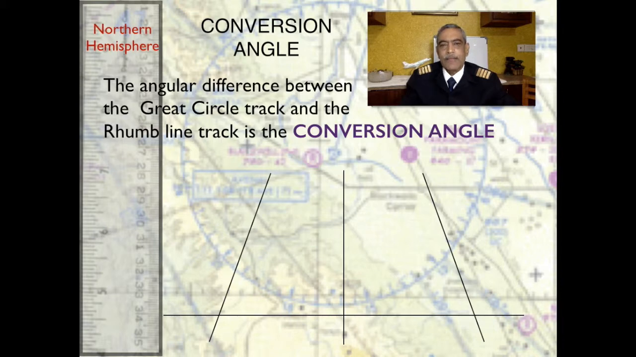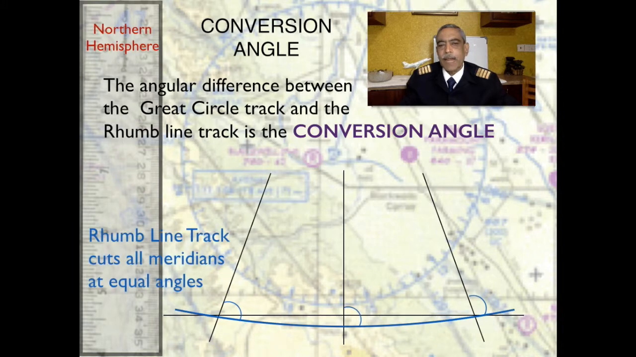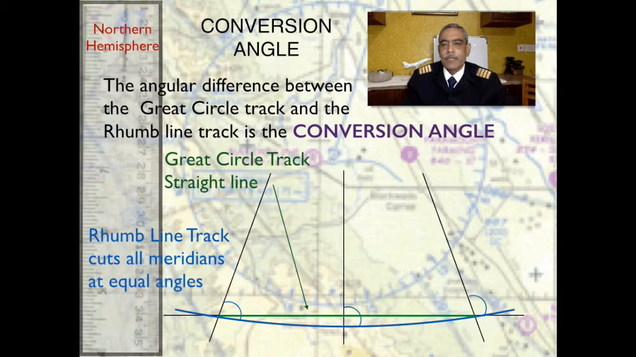Here, once again, I have shown in blue color the Rhumb line track, which will cut all meridians at equal angles. And of course, the great circle track is a straight line track as shown in green color. So the angular difference between these two is called the conversion angle.